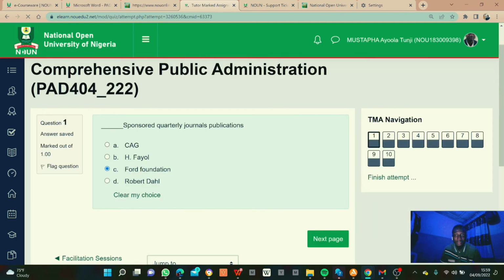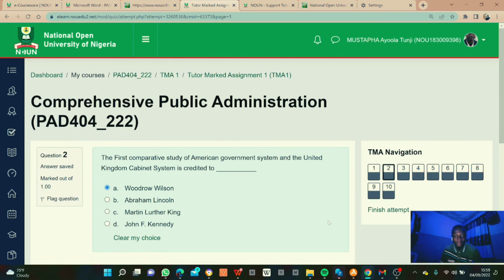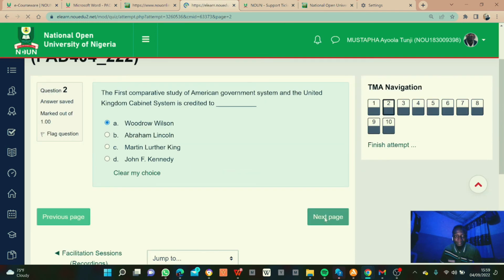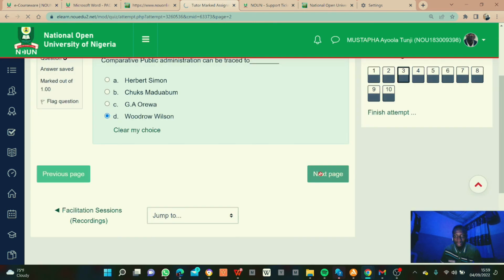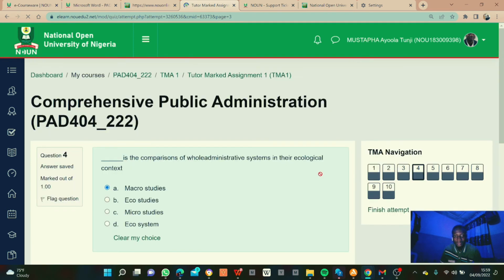Okay, so we have this correct. The next page. The first comparative to American government system and United Kingdom cabinet is created too. Okay, correct. Let's move on. Comparative public administration can be traced. Okay, correct. Let's move on. Dash is the comparison of whole administrative system in India. Okay, we said it's macro. Correct. Let's move on.